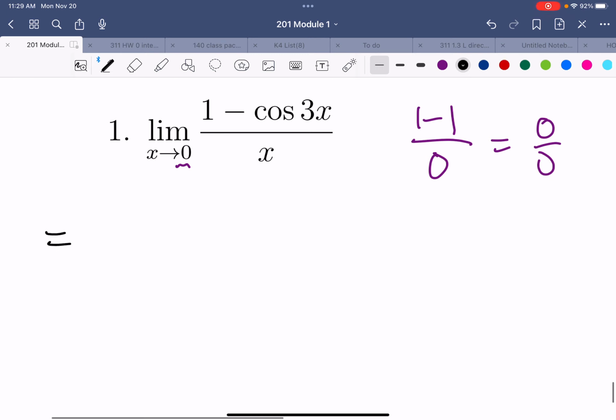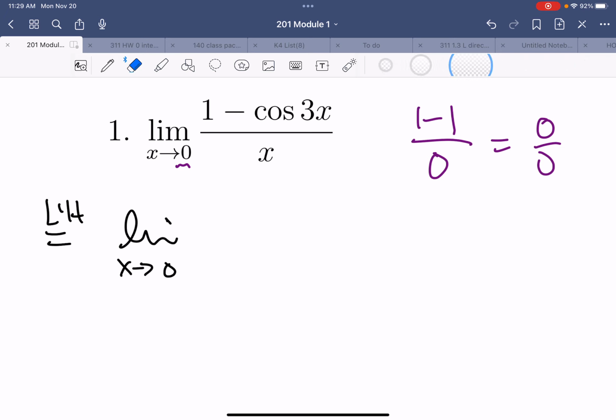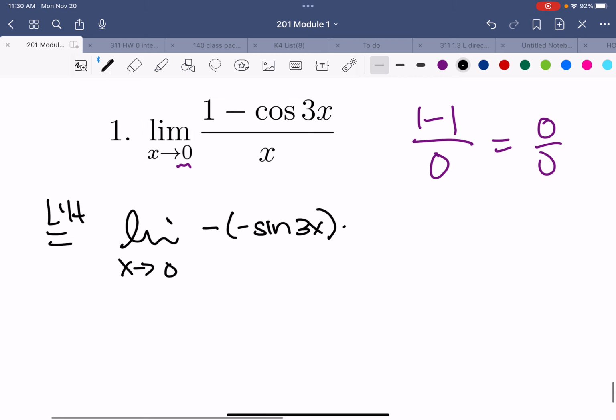So this is equal by L'Hopital's rule to the limit as x goes to 0. Again, don't lose your limits. The derivative of 1 is 0, so that goes away. The derivative of negative cosine 3x becomes negative sine 3x times 3, because you have something inside your cosine. And the derivative of x is just 1.